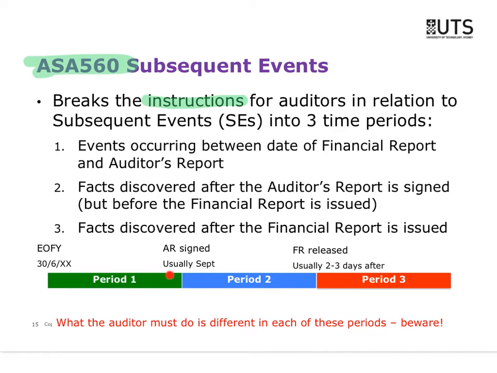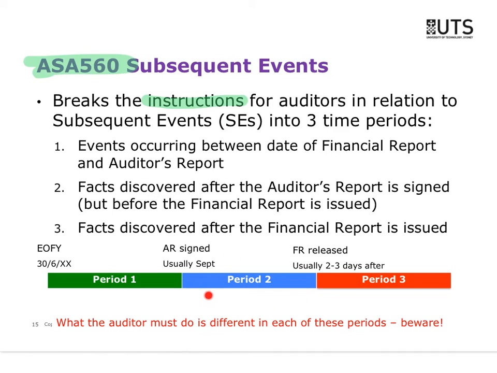Period 1, anything that you discover during the audit before I sign my audit report, has some very specific rules about what to do between adjusting and non-adjusting events. Period 2 is between when I sign my audit report and when the client releases the full financial report. In textbooks, often the examples given here are like, you sign the audit report in August and it gets released in September. That is not how it happens in real life. In real life, this period is usually 1 or 2 days. It's a very, very small window between when we would sign and when it goes out to the public.